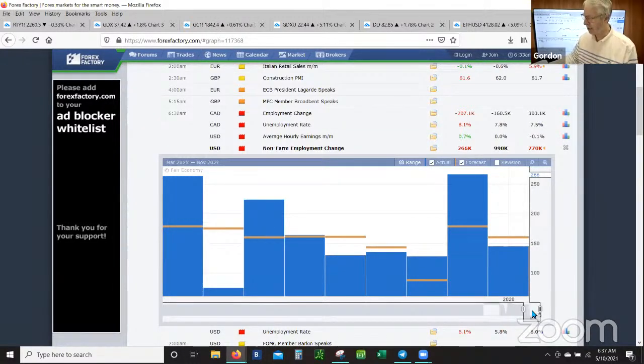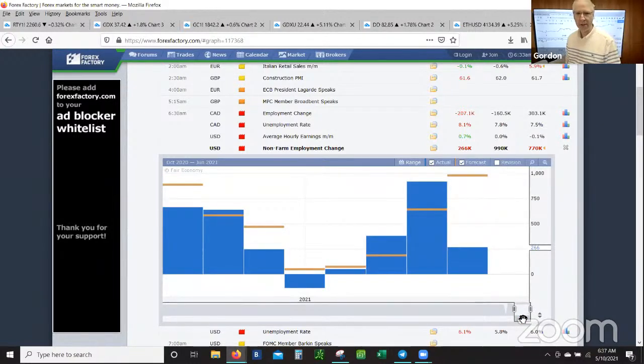So the data comes out that, whoa, jobs are a big miss. Oh, that's terrible for the economy. And then immediately the US dollar drops significantly, like to new lows. And gold goes higher. Yeah. What's that all about? That's all about inflation, or the fear of inflation.